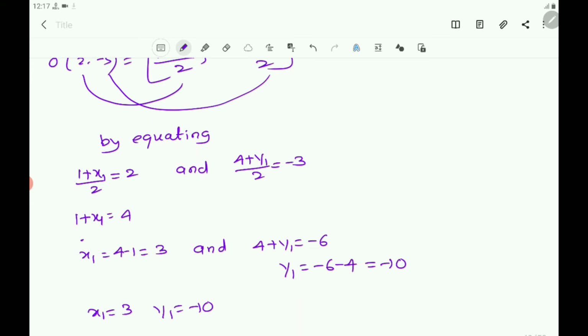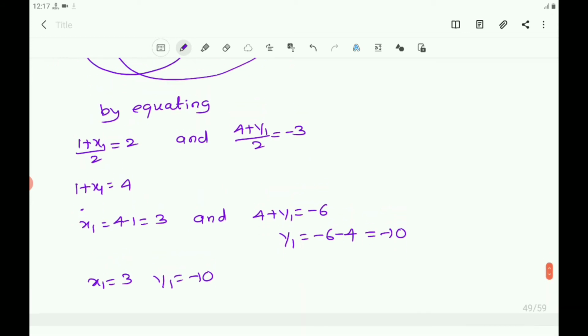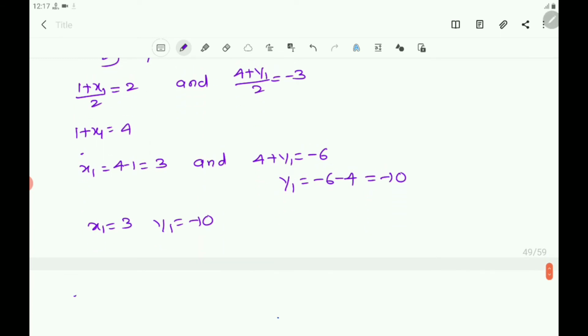Therefore, the coordinates of your point A equals how much? (3, minus 10).